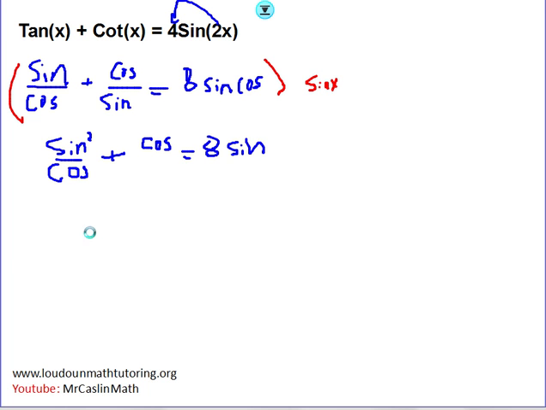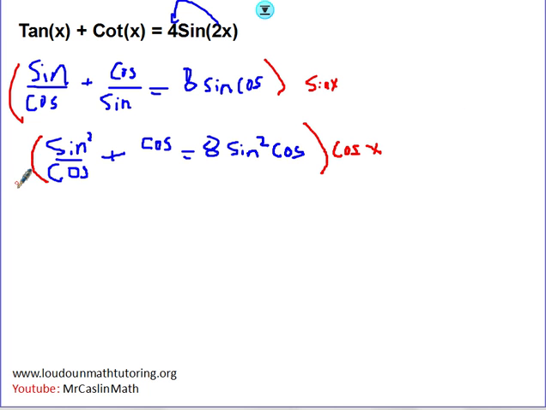Ooh, that's ugly. Sine squared cosine. Again, your teacher's going to want you to put the theta or the x in all of these, but I'm leaving them out just to get through this quickly for you. Now, what if we also multiplied everything by cosine of x? Both sides of the equation.